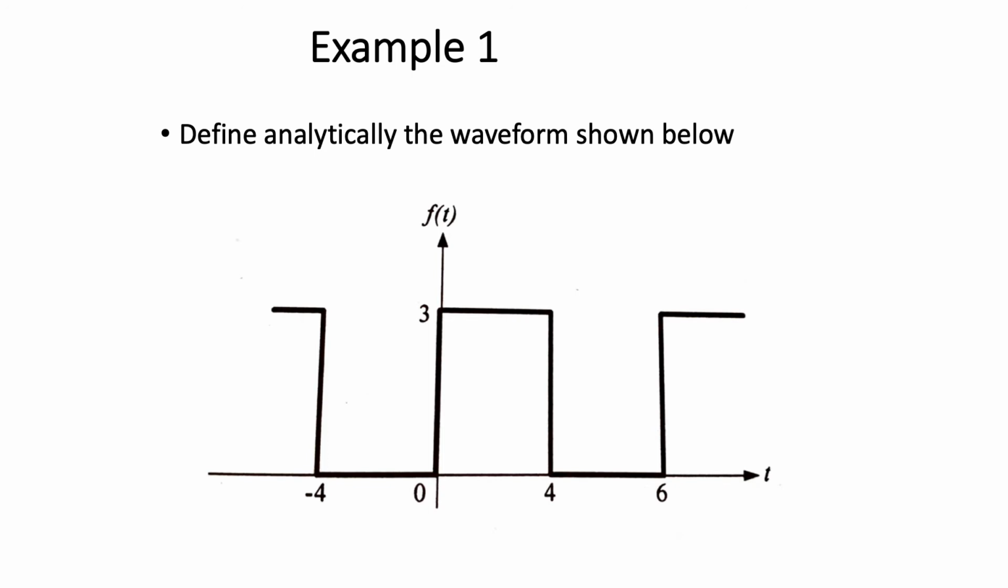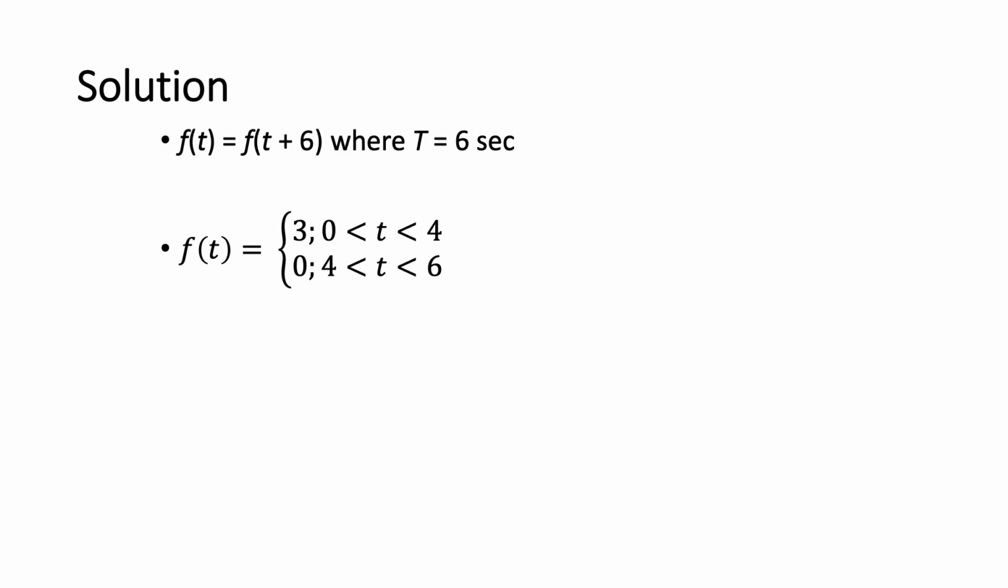Therefore, the periodic function for this signal is f(t) equal to f(t + 6). If you look at one period, between 0 to 4 seconds the amplitude is 3, and between 4 to 6 seconds the amplitude is 0. Therefore, the equation for this function is shown in this slide. We have two components here. For time between 0 to 4, f(t) equal to 3, and for time between 4 to 6 seconds, f(t) equal to 0.